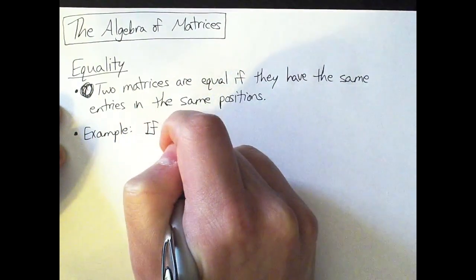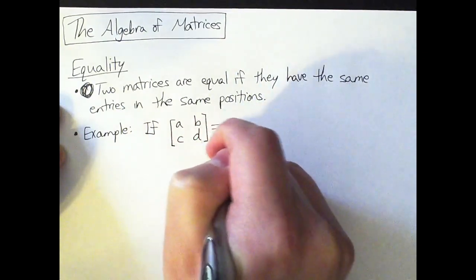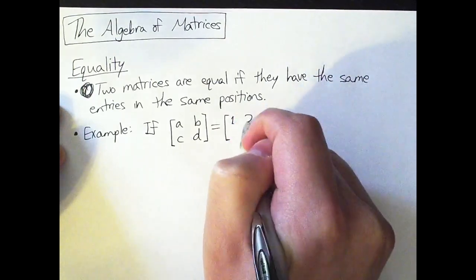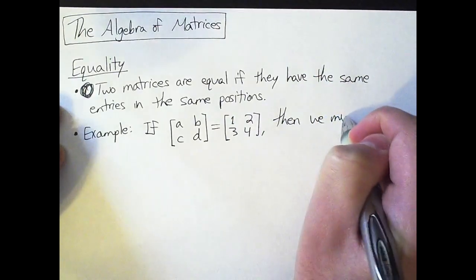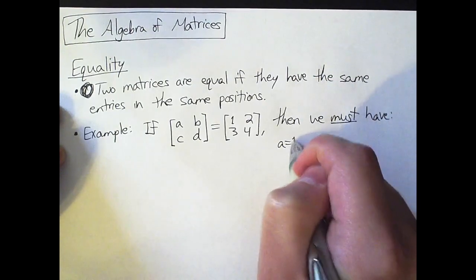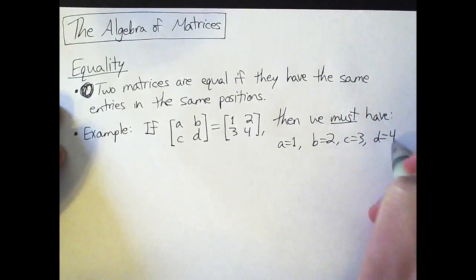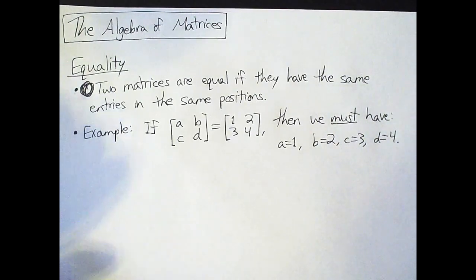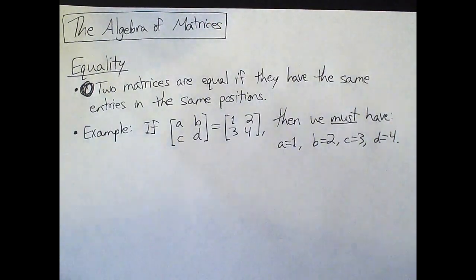If this 2 by 2 matrix, a, b, c, d, is equal to this 2 by 2 matrix, 1, 2, 3, 4, then we must have a equal to 1, b equal to 2, c equal to 3, and d equal to 4. All of those things have to be true. They have to have all of the same entries in all of the same positions. It's not good enough to just have 3 out of 4 or anything like that. It has to be all of them.